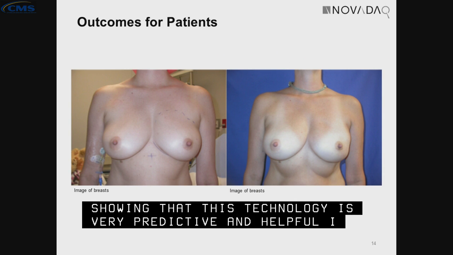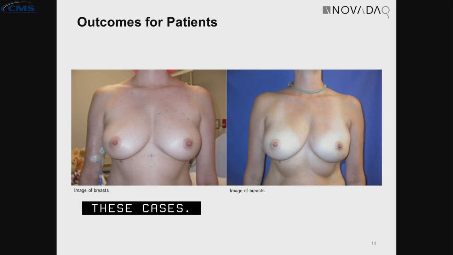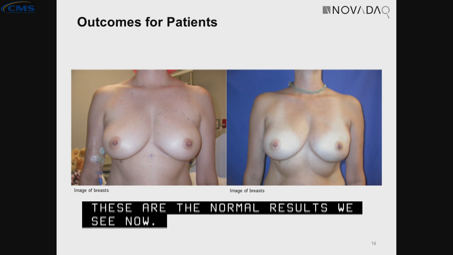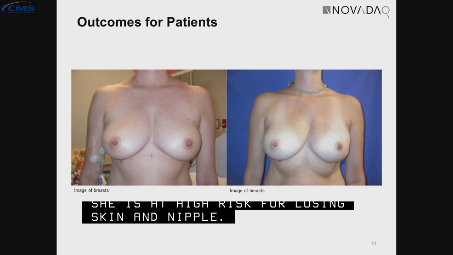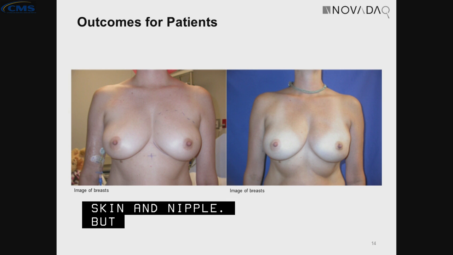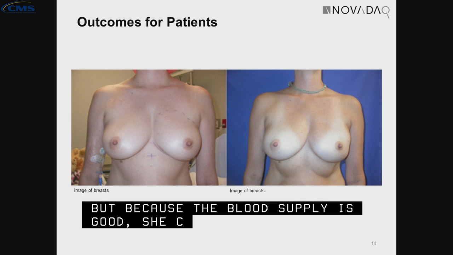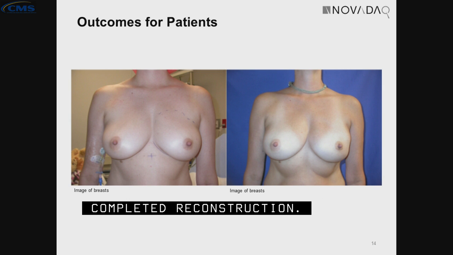Here's a patient of mine. Her left breast is going to be removed for mastectomy. She has a very large skin envelope, which puts her at high risk for losing skin and losing her nipple. Because the SPY image tells me that the blood supply is good during my reconstruction, she can wake up with a completed reconstruction, as you see here. And these results are incredibly beautiful and natural, compared to the results we used to get when we put in tissue expanders, went through months of expansion, and then put final implants in.